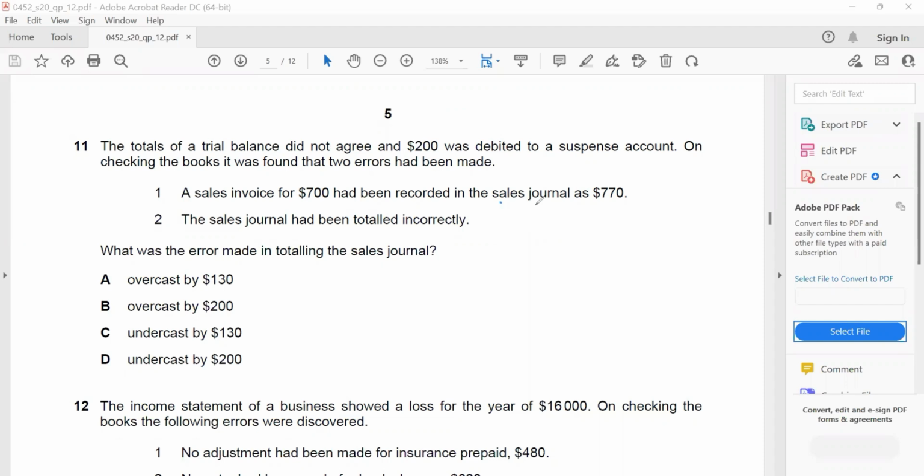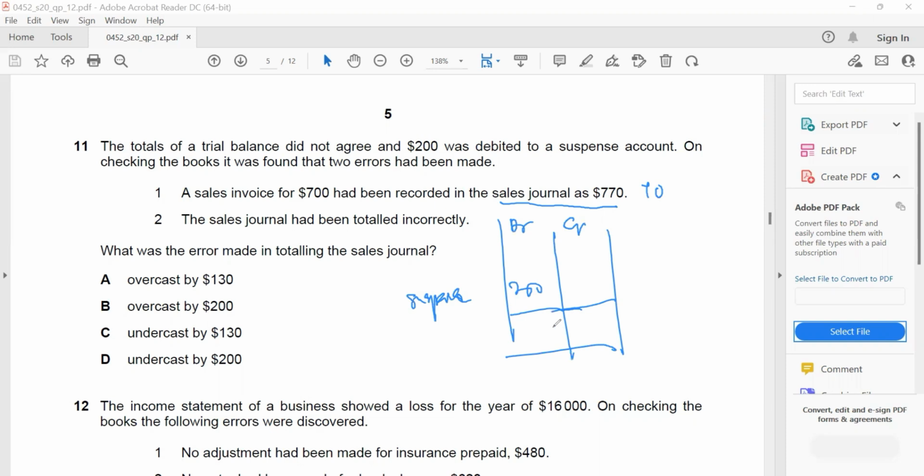This one, the sales journal is overstated by 700. The sales journal has been totally incorrect. Now, the total of the trial balance did not agree. So it means that in this trial balance, debit and credit, 200 was debited to the suspense account. So in the suspense account, we put 200 in order to balance it off.